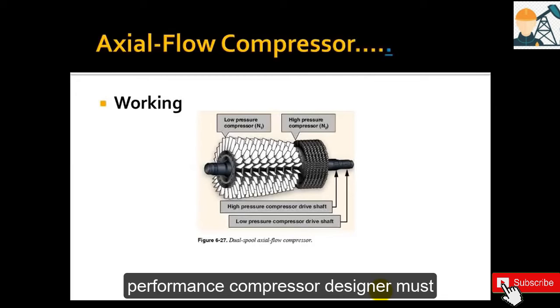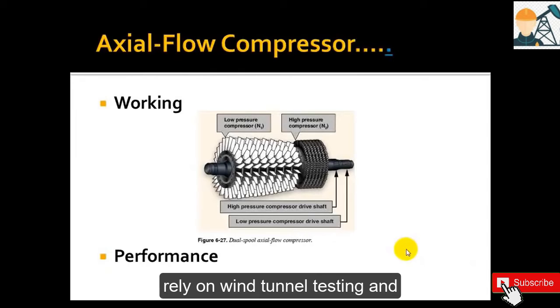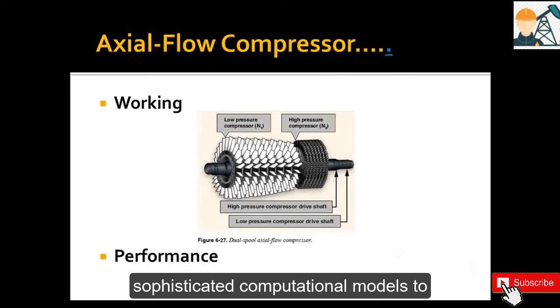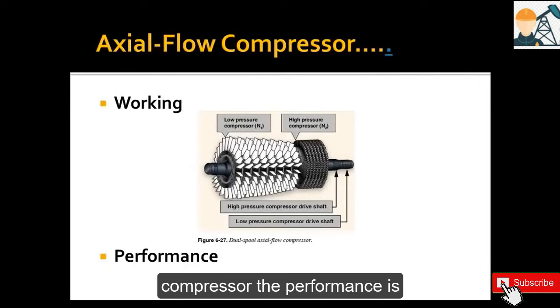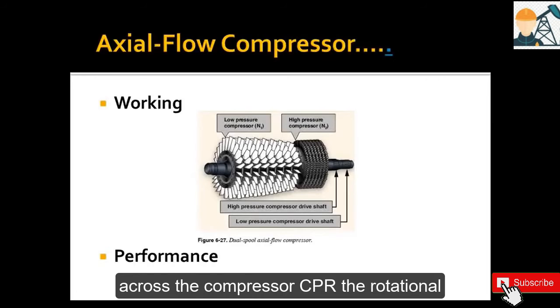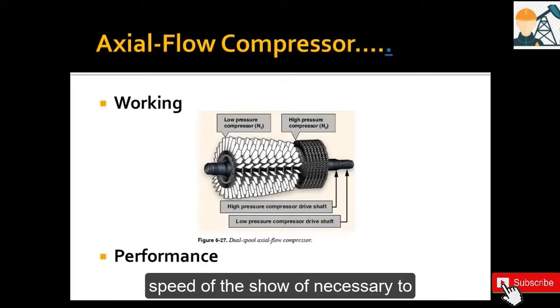Now we have performance. Compressor designers must rely on wind tunnel testing and sophisticated computational models to determine the performance of an axial compressor. The performance is characterized by the pressure ratio across the compressor (CPR), the rotational speed of the shaft necessary to produce the pressure increase, and an efficiency factor that indicates how much additional work is required relative to an ideal compressor.